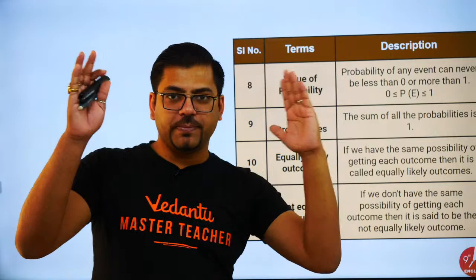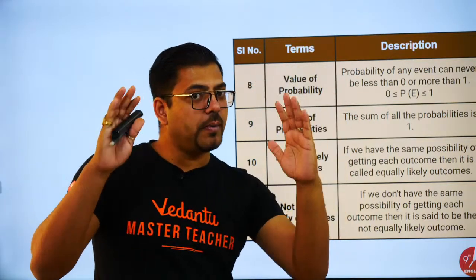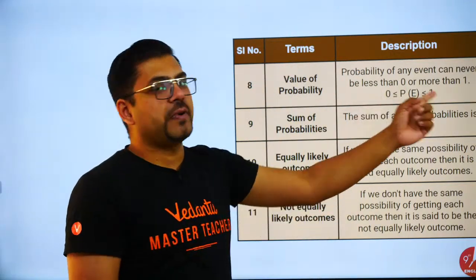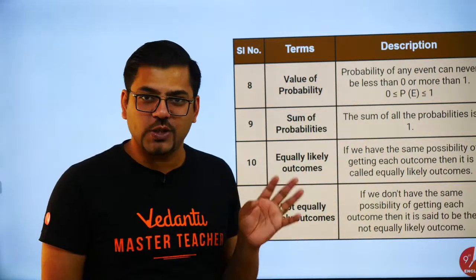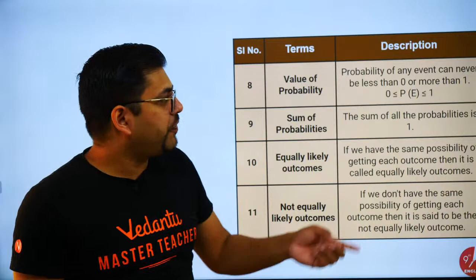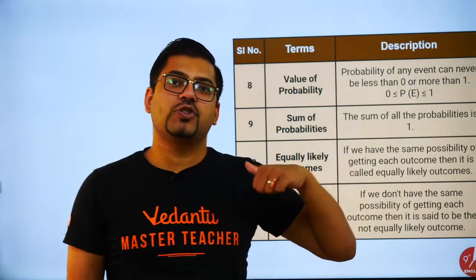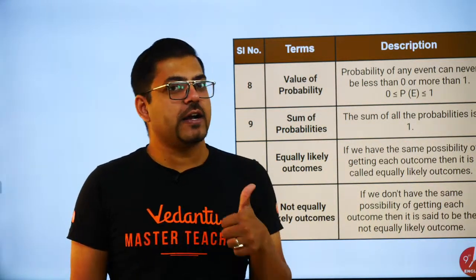So it will always be between 0 and 1. The probability of any event will always be between 0 and 1. If the probability is 0, it means there is no chance of that event happening. If the probability is 1, it means it is a sure shot, a 100% thing.